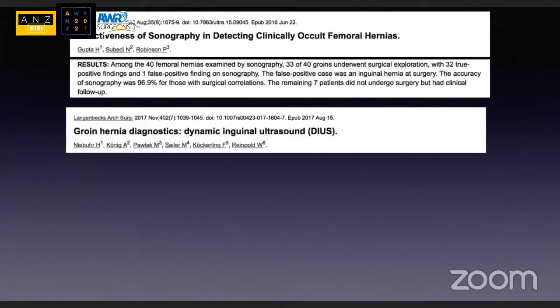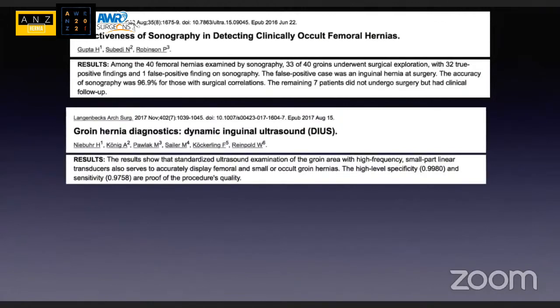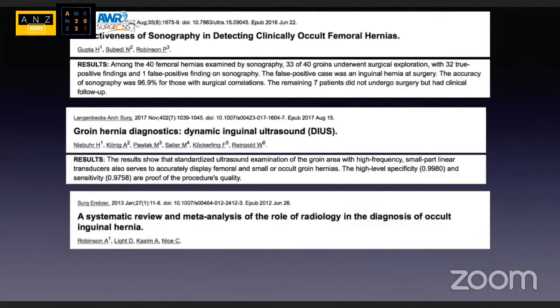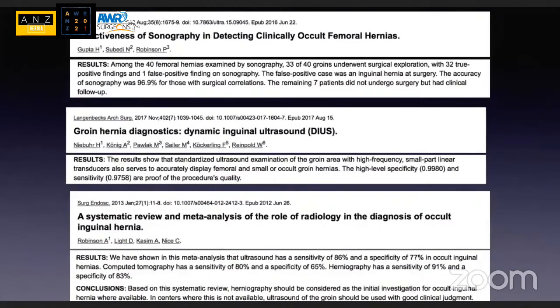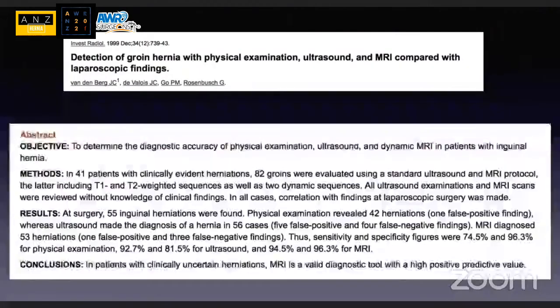Ultrasound is good, in good hands. It is very good. Dynamic inguinal ultrasound is fantastic, with high sensitivity and specificity. But if you look at a systematic review and meta-analysis of the role of radiology, they compare MR, ultrasound and herniography. They talk about herniography having the highest sensitivity of 91%, although of course this is not as much performed nowadays. So herniography has a higher sensitivity and specificity than even MR according to this study.